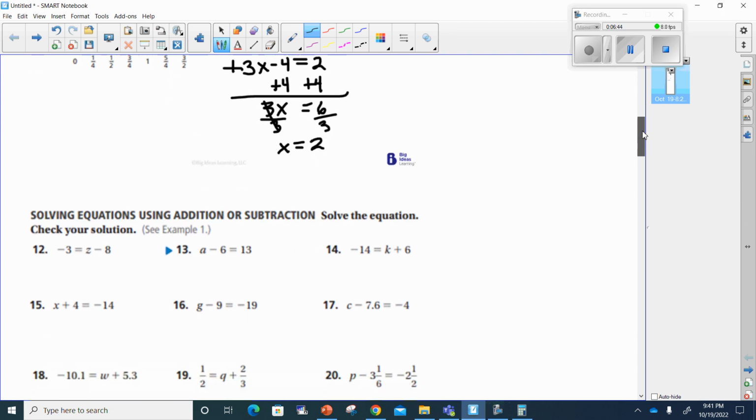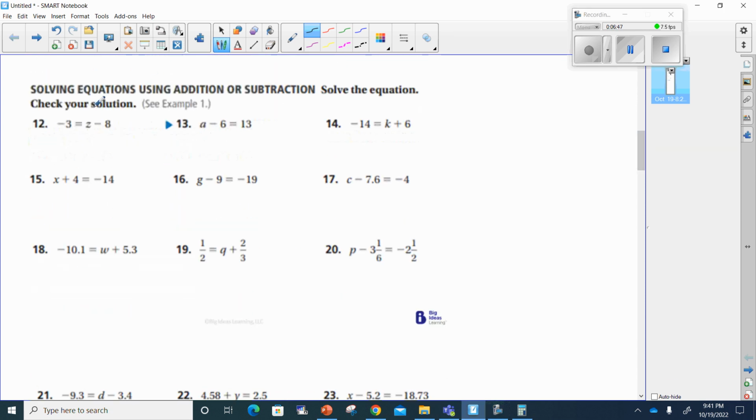All right, let's head down here to number 13. Solve the equation, check your solution. All right, I'm going to solve this. Remember, I want a by itself, so I'm going to do the opposite of negative 6, which is adding 6. That's the only way to get rid of negative 6. But remember, this is like a big scale, right? Whatever I do to one side to keep it balanced out, I have to do the other side. So I'm going to have to add 6 over here. 13 plus 6, that's 19. And that means a has to be equal to 19.